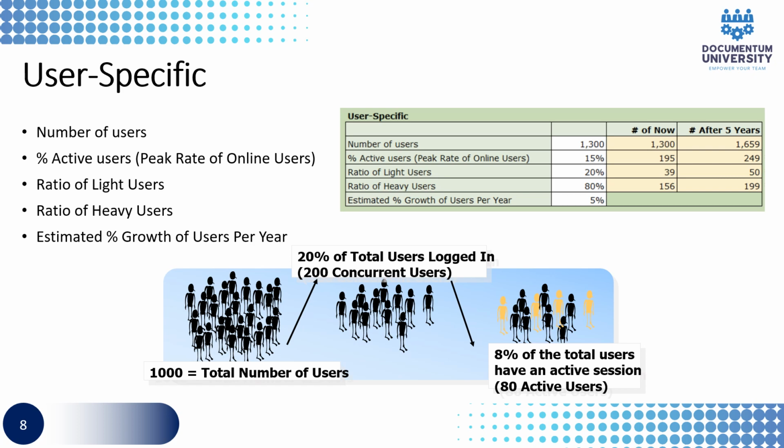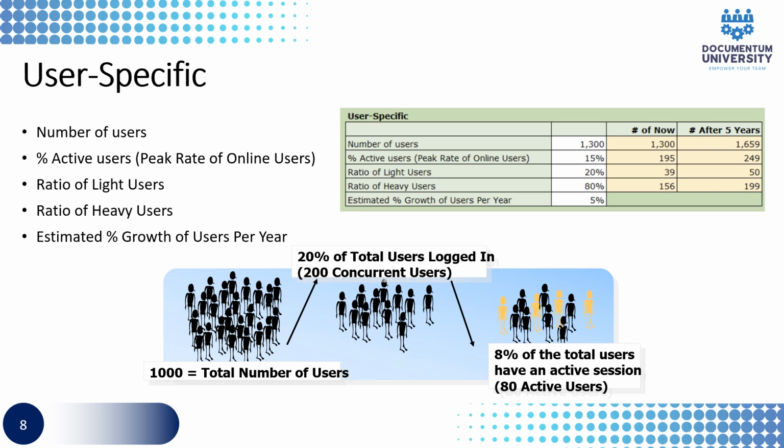User-specific. Here are the parameters in the user-specific section and what they mean. Number of users. This parameter refers to the total number of users who will be using the Documentum system. Percent active users, peak rate of online users. This parameter refers to the percentage of active users who will be using the system concurrently during peak usage times. And active users are defined as users who are currently working on the system, performing transactions or workflow-related activities.